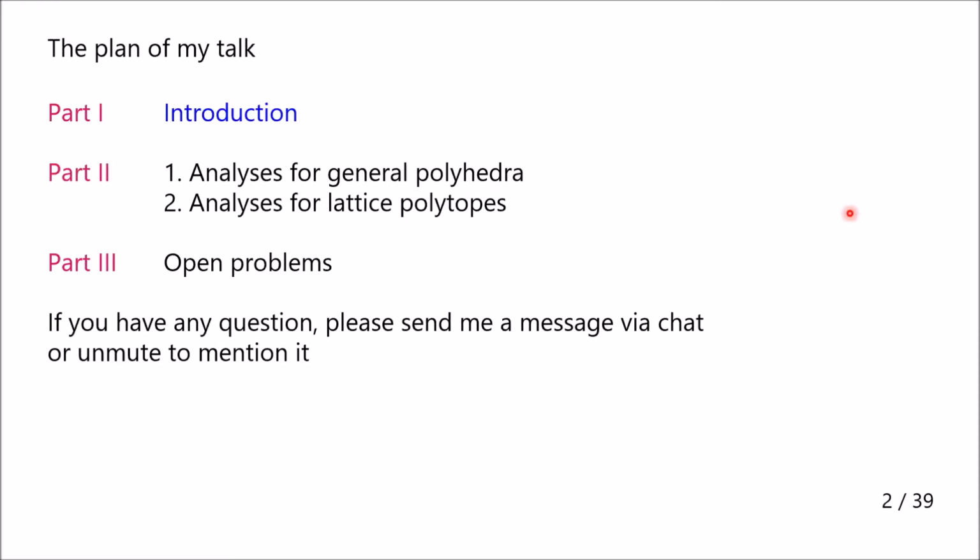Here is a plan of my talk. I would like to start with a general introduction to the topic of my talk, that is, the diameter of polyhedra. After that, I will get into technical parts where I would like to show some tools and approaches for analyzing the diameter of polyhedra in two settings. If you have any questions, please send me a message via chat or unmute to mention your question.